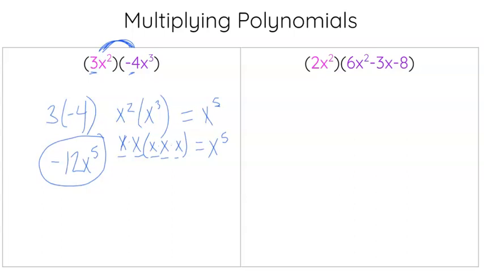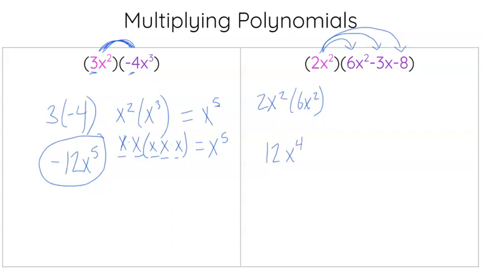The next one, we have 2x squared multiplied by 6x squared minus 3x minus 8. So in this case, we're going to multiply each of the inside terms with the outside term. So we're just going to apply that distributive property. We're going to start with 2x squared times 6x squared. 2 times 6 is 12. X squared times x squared, we can add the 2 and the 2 and get x to the 4th power.